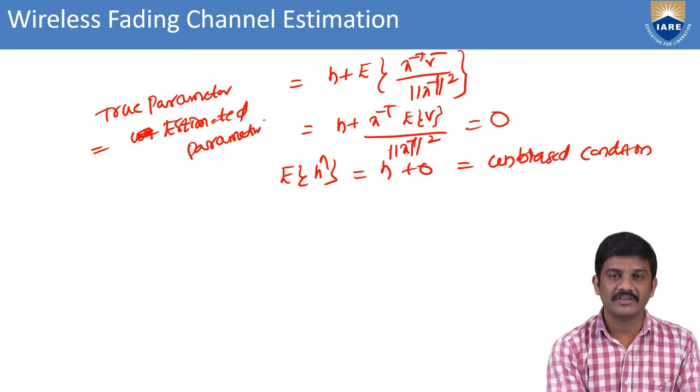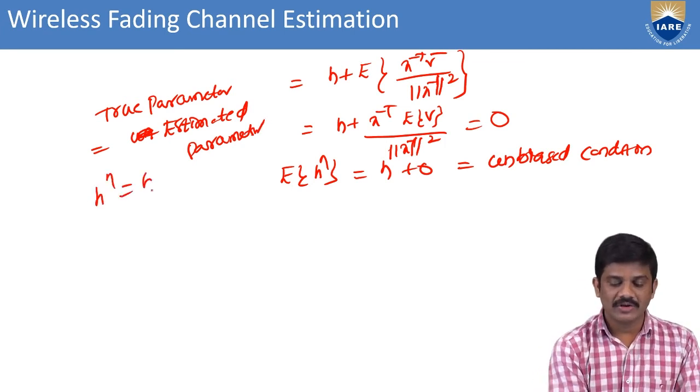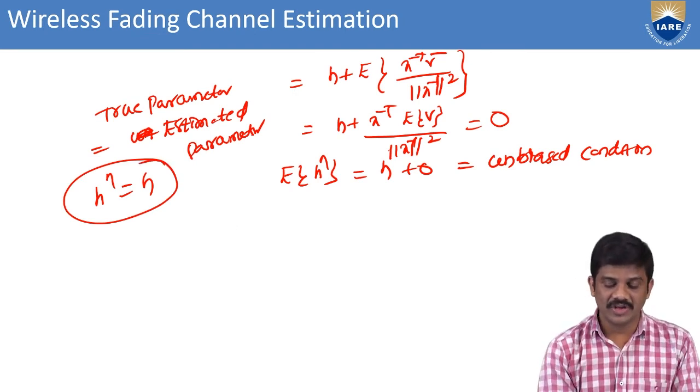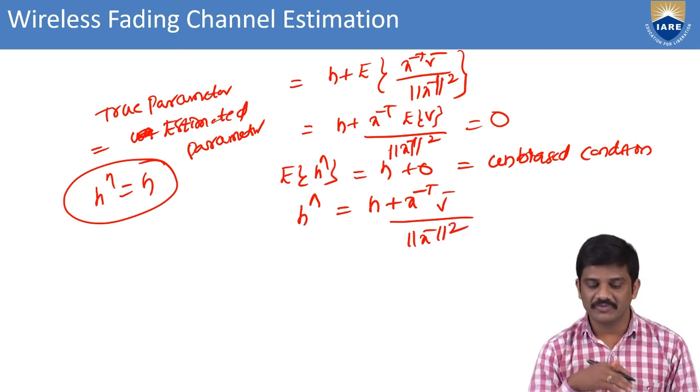Okay, further we are considering the true parameter equal to the estimated parameter, that is h hat equal to h. This condition is called the unbiased condition. From here also, same thing, and we can write h hat equal to h plus x transpose v bar by mod x vector whole square. Here we can take the variance.